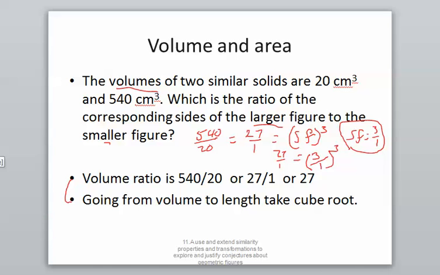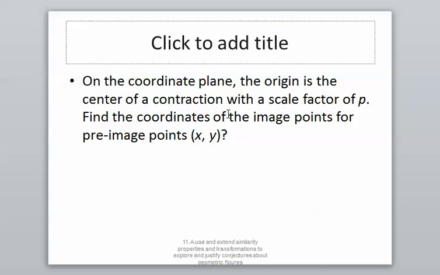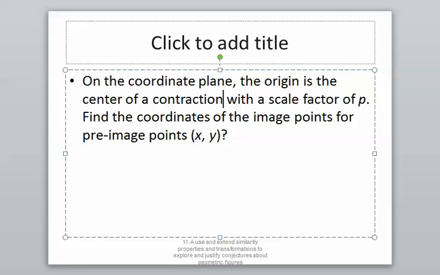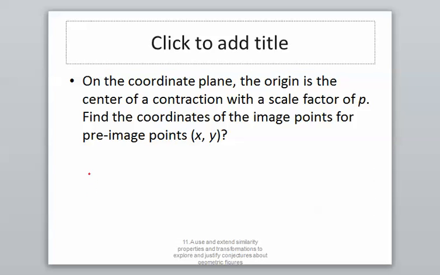Cool. Now, on the coordinate plane, the origin is the center of a contraction. What does that mean? Golly, that's a little bit confusing, isn't it? No, it's really simple. So I've got a coordinate plane right there. We're going to use this point right here as my center of my contraction. Okay? So if I'm looking at a point sitting out here that is at x, y, and I'm going to go through that center here, it means it's going to go back out here somewhere. Okay?